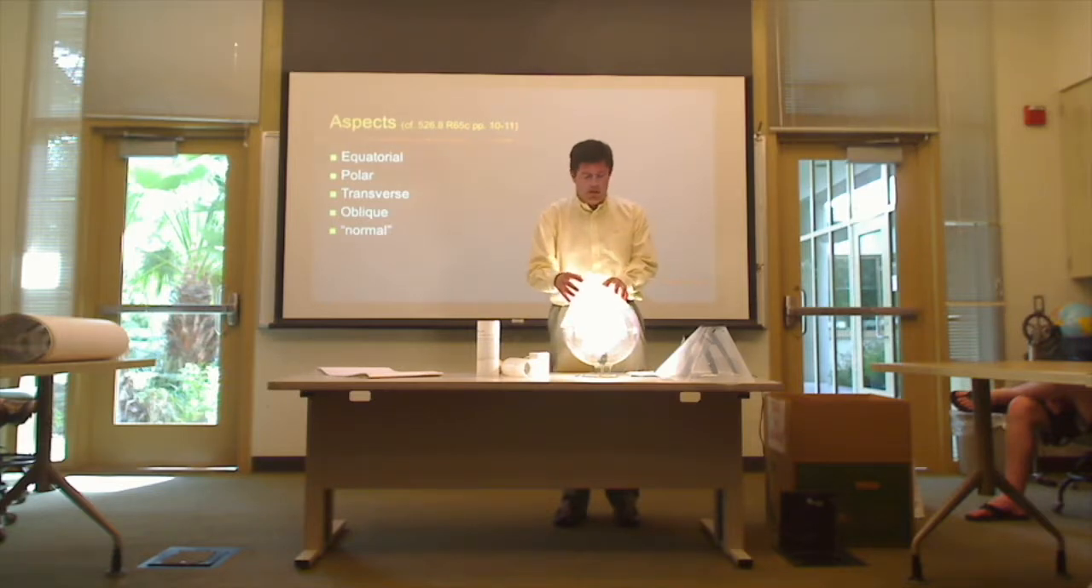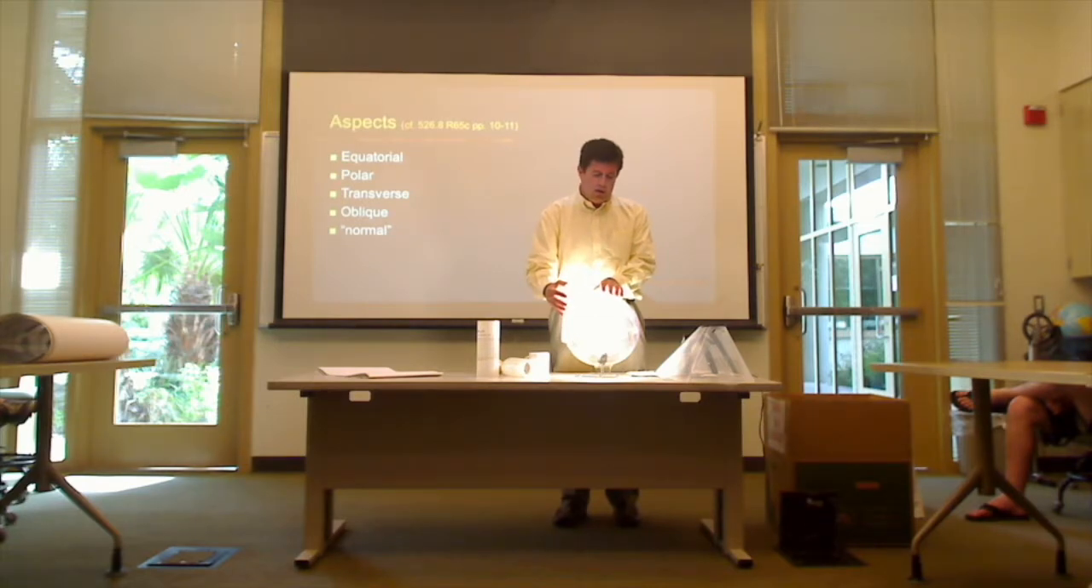Why would we want to turn a cone in some oblique aspect? Depending on what part of the world you're working with. Yeah, you're right. Because you want it to be more or less distorted in that particular area.